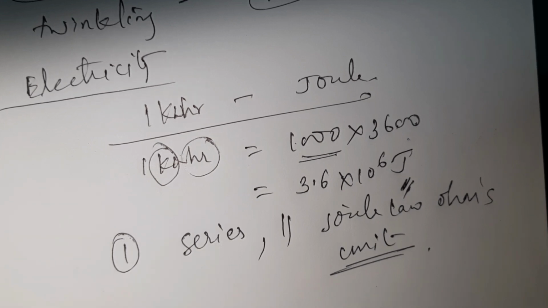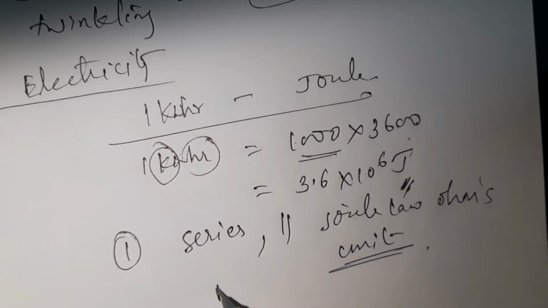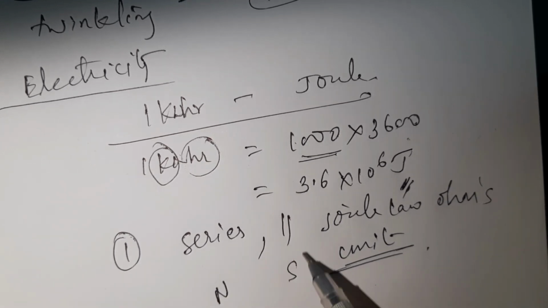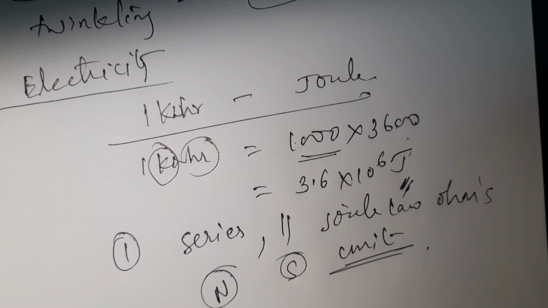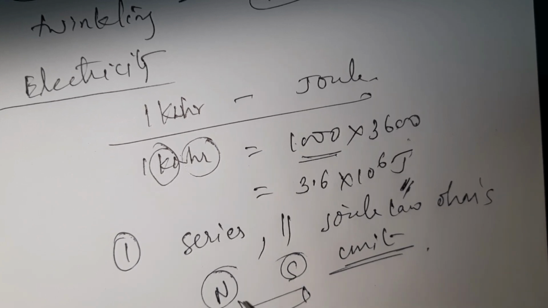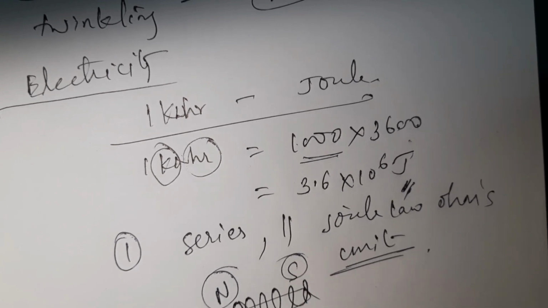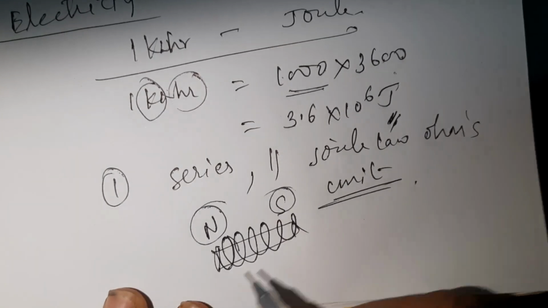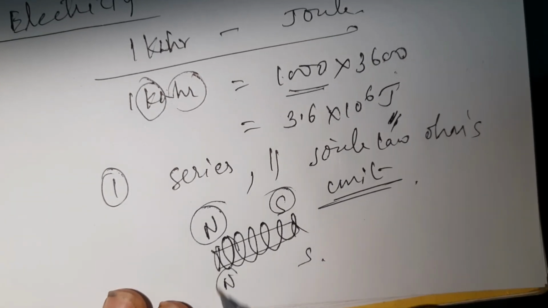The last chapter is magnetism. In magnetism, you need to write about the definitions, magnetic field, and what field lines are, their properties, and the solenoid. When you draw the solenoid, don't forget to put the north pole and south pole, showing where the north pole is generated and where the south pole is generated. While drawing the solenoid, suppose you are wrapping a wire, you need to represent the north pole and south pole in that. It's very important.